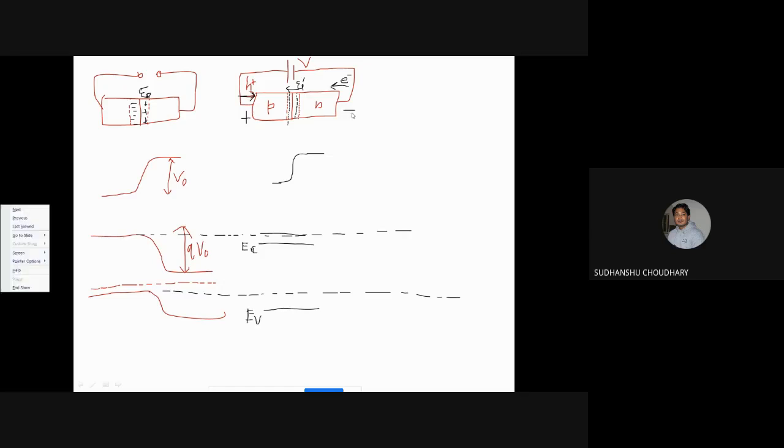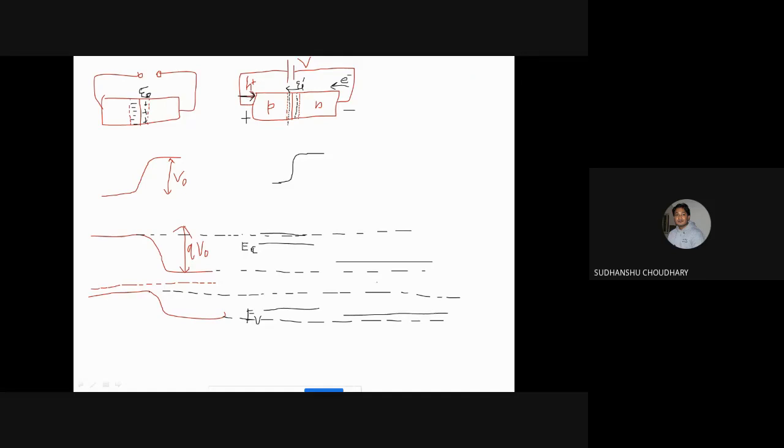Similarly, the negative terminal will pull up the energy bands towards the N side. The energy bands on the N side were earlier here, so they will be pulled up. That is, it lies now over here, and here also it is pulled. From here it lies somewhere here. It is pulled up, and then in the transition region, we simply connect these two lines.